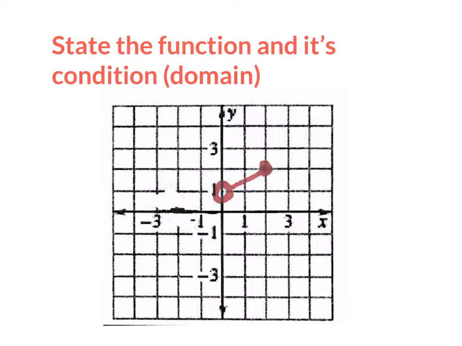Right here it says state the function and its condition, which is technically the domain, all right? What function is this? What line is this? In order for you to state the line, you need to know the m and you need to know the b. So what's the m value? 2. The m value is, how much do you rise and how much do you run? And 1/2.